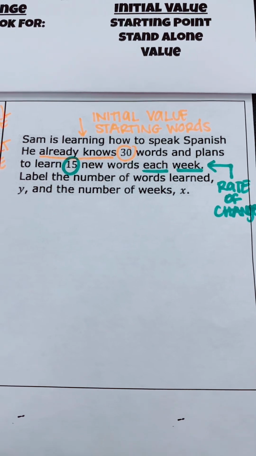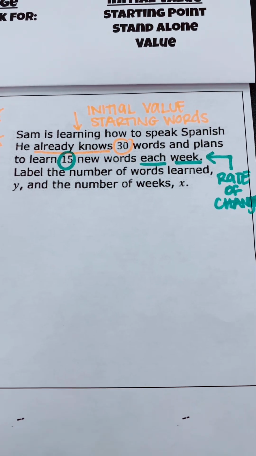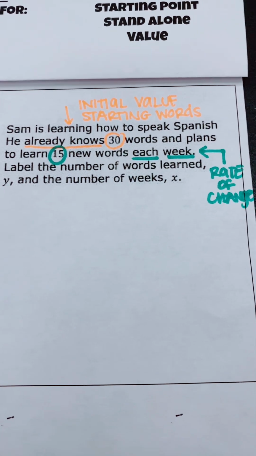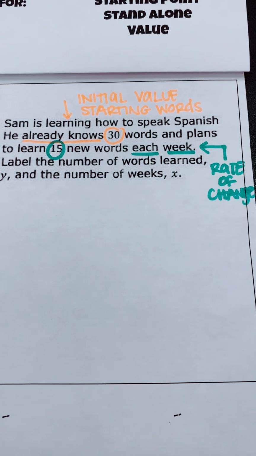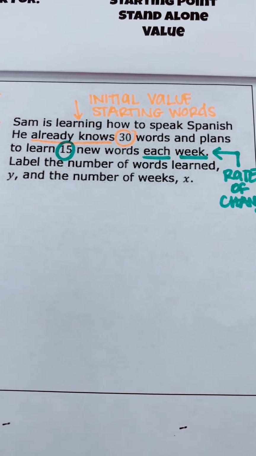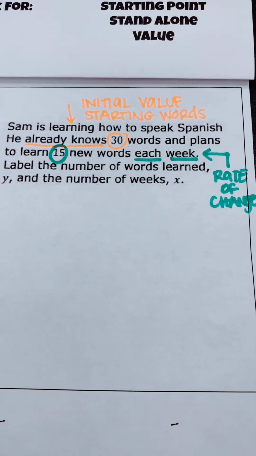So noted here, the words that Sam already knows are 30. That means that is our initial value. That is how many words he is starting with before he continues to learn new words. So he is starting at 30 words known. Starting value is your initial value.